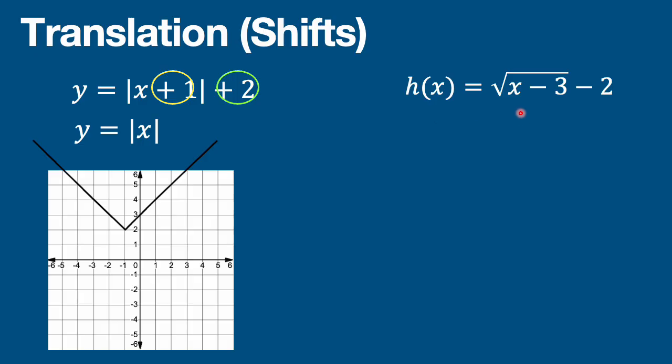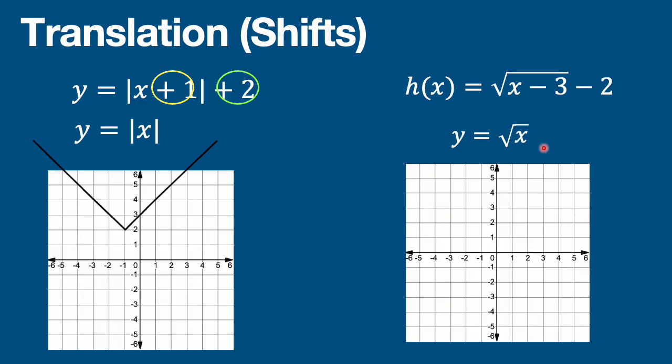h of x equals square root of x minus 3, minus 2. What is the parent function? y equals square root x. Let's just sketch the parent function right here. How many translations do you have? Inside the square root, outside the square root. First one, can you see the 3? x minus h. That means shift to the right 3 units. Outside, negative 2 means move down. How many? 2 units. You're going to move down 2 units.